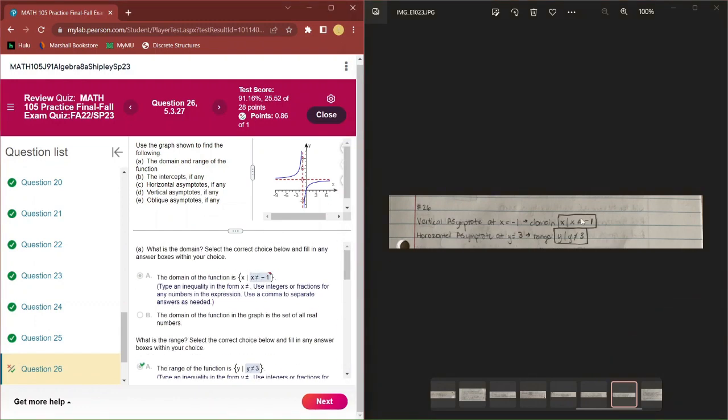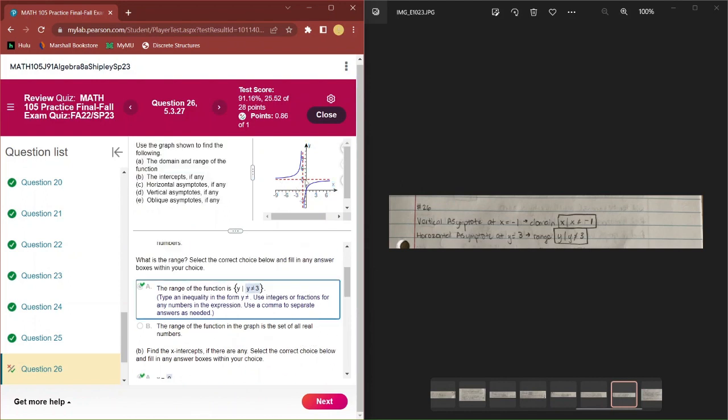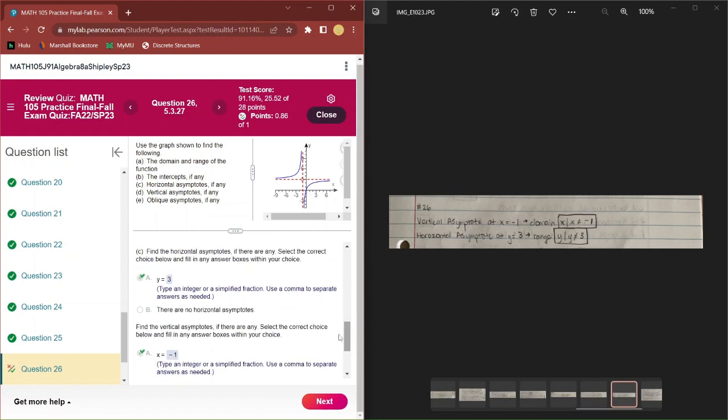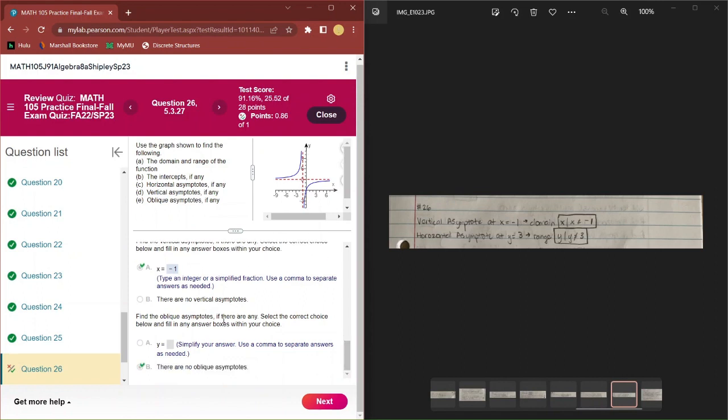So the domain is, there's a vertical asymptote at -1, so you just say it can't be -1. And there's a horizontal asymptote at 3, so it can't be 3. And then to find the x-intercepts, you just look at the graph, it's at 0, 0. So I just put 0, 0. And then horizontal asymptotes, it's at y equals 3. And then the vertical asymptote, it's at x equals -1. And then there are no obliques because there's no diagonal asymptote.